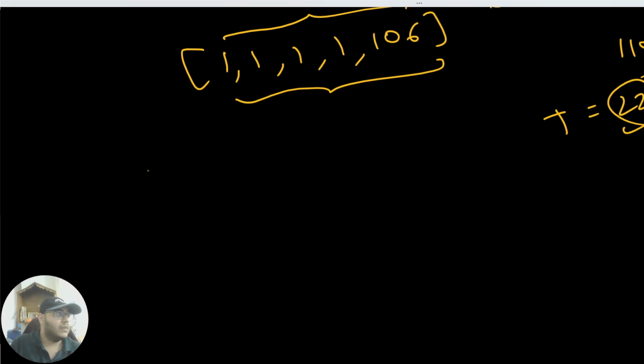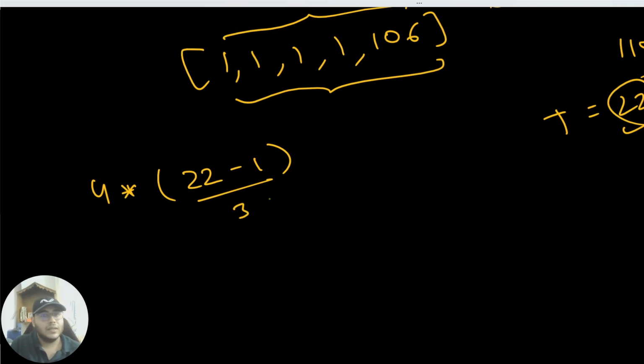Let's say if I try to convert all the elements to 22, then we have four ones, and each one will take how many operations? Since 22 is the final value and 1 is the initial value, and every operation increases or decreases by 3, what do we get? We get 4 into 7, 28. So this means converting all these four ones to 22 would take 28 operations.